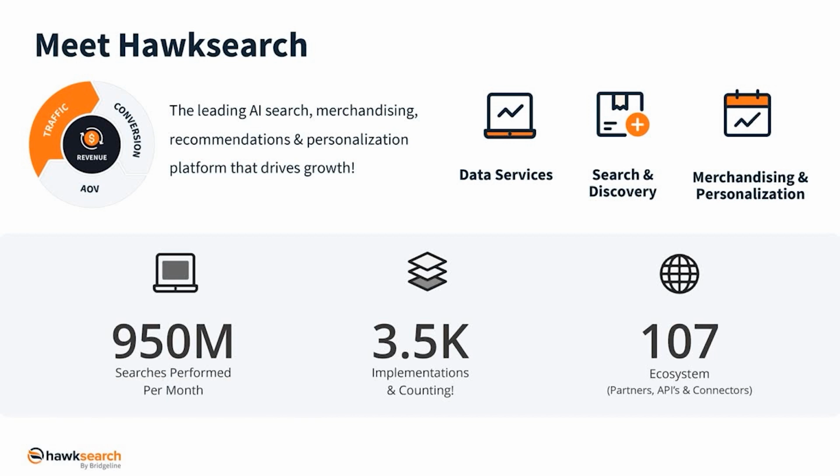Sure. So for anybody that is new to HawkSearch that's joining us today, this is just a very high-level overview of what we are and who we are. Just to revisit the obvious here, HawkSearch is a third-party AI search, merchandising, personalization, and recommendation platform. We're handling close to almost 1 billion searches a month now. We're sitting at around 3,500 implementations, and we have a really massive ecosystem. What I normally mean by ecosystem is partners, SIs, connectors, pre-built APIs. We have a really large scale.